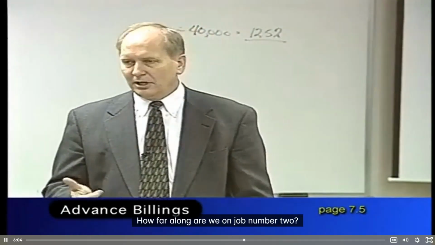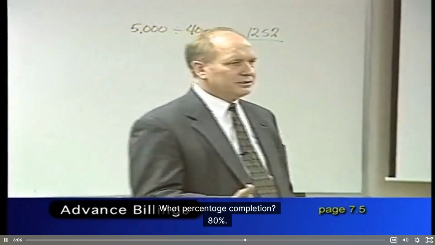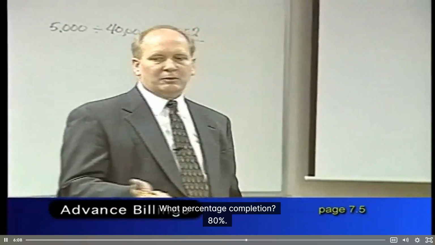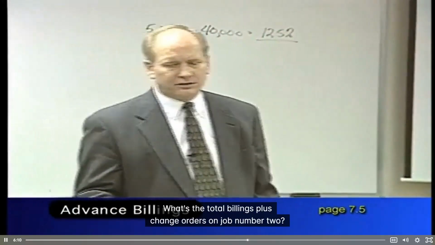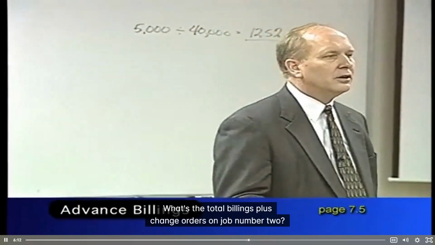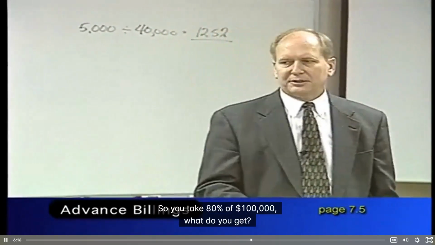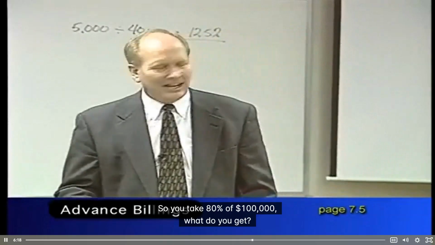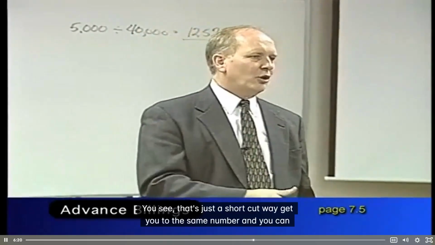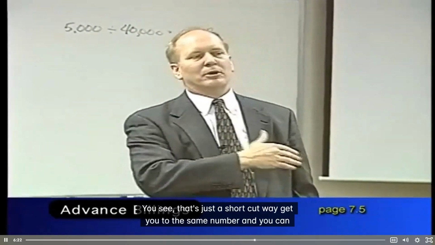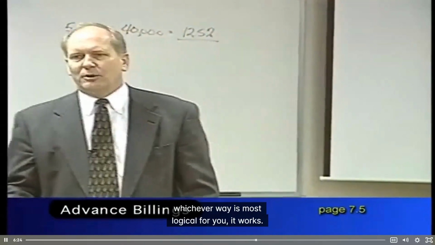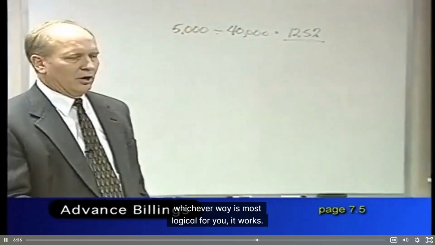How far along are we on job number 2? What percentage completion? 80%. What's the total billings plus change orders on job number 2? $100,000. So you take 80% of 100,000. What do you get? 80,000. You see, that's just a shortcut way to get you to the same number, and whichever way is most logical for you, it works.